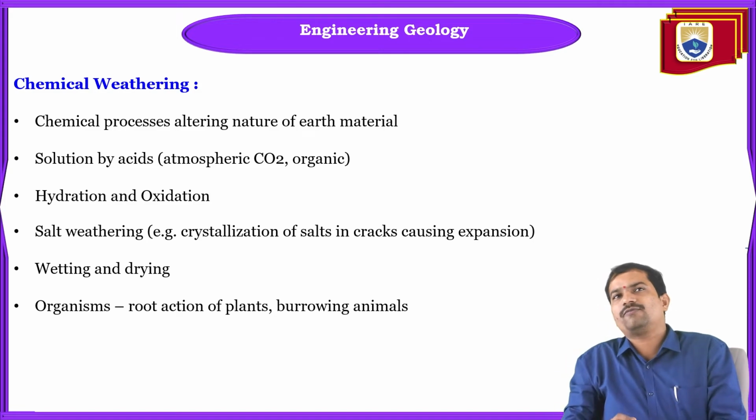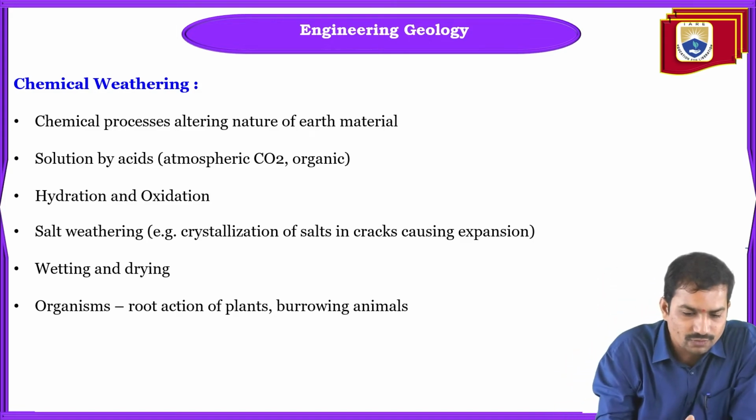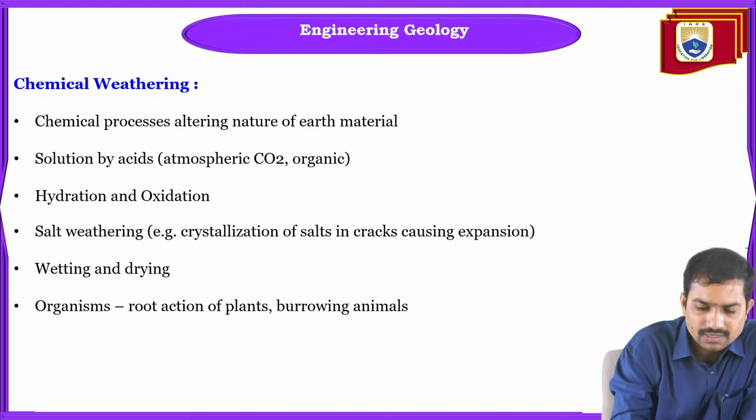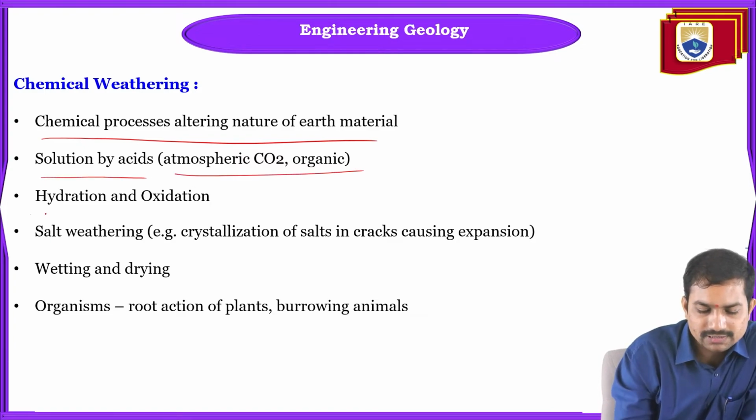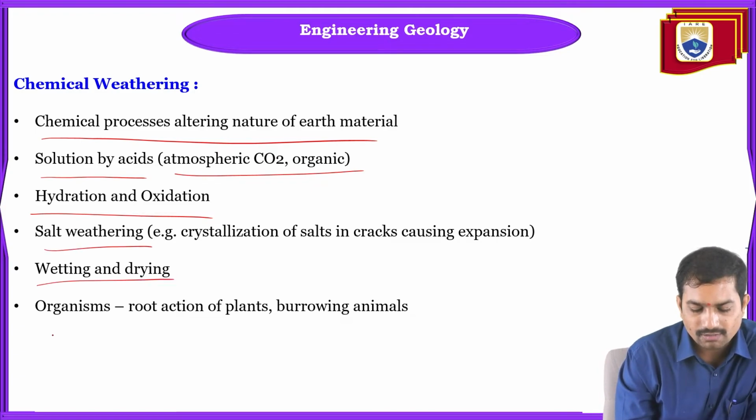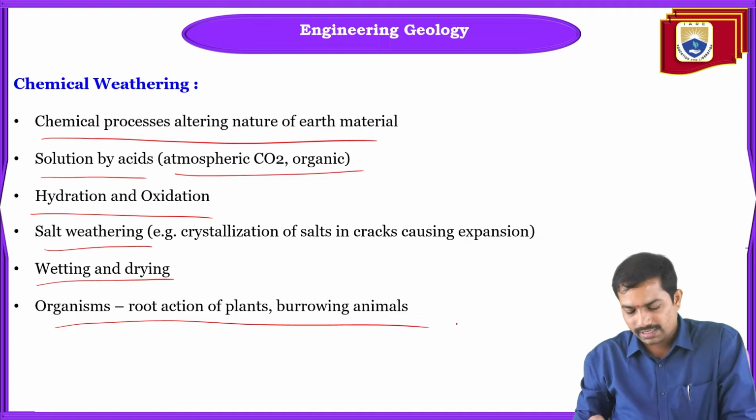Now coming to chemical weathering. These are a few important aspects of chemical weathering. Chemical processes alter the nature of the earth material: solution by acids, atmospheric CO2, hydration and oxidation, salt weathering, wetting and drying, organisms, roots of plants, burrowing animals, etc.